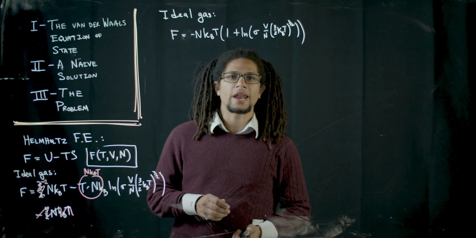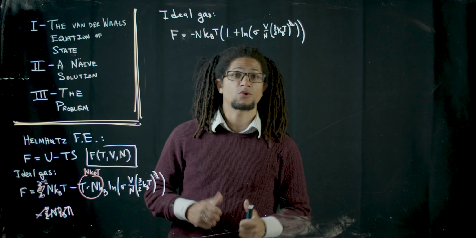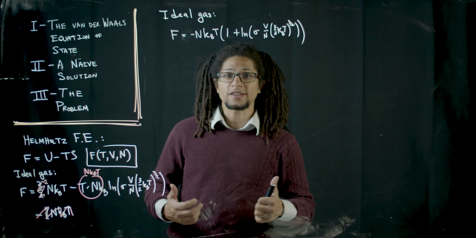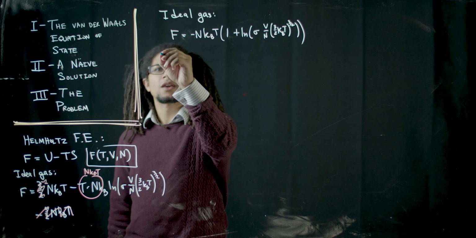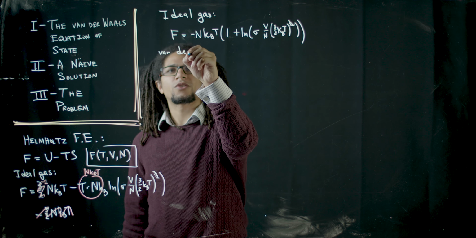Now, we want to look at a slightly different equation of state for a slightly different gas system. In fact, this is our first non-ideal gas system that we're going to look at in detail. It's called the van der Waals gas.